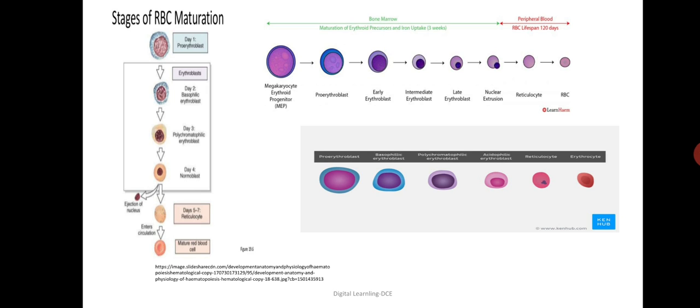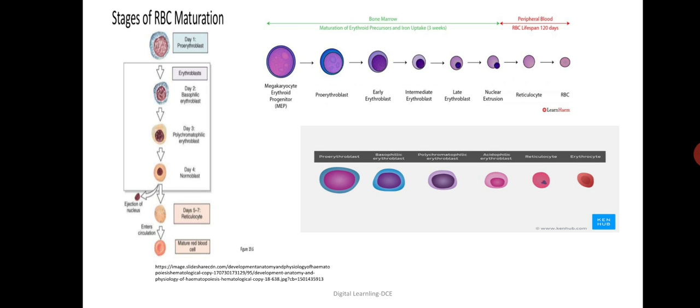Next stage is the intermediate normoblast stage. The cell size still decreases. The nucleus size also further decreases. Chromatin further condenses. Marked cytoplasmic polychromatophilic staining can be seen here. In this intermediate normoblast stage, the hemoglobin starts appearing.